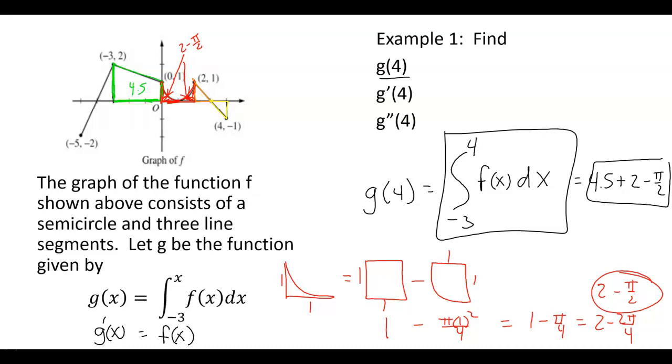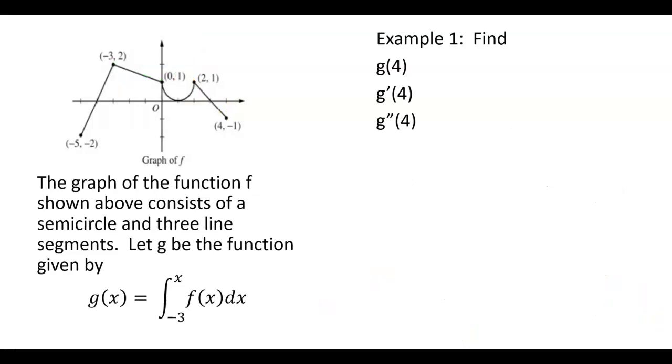All right, so that's how you find the value of the antiderivative. Now we want to talk about how do you find the next one, the g prime of 4. Well, as we mentioned before, g prime of x is just equal to f of x, right, by the second fundamental theorem of calculus. Therefore, g prime of 4 is equal to f of 4. In other words, what's the y value of the f function at x equals 4? Well, at x equals 4, the y value is -1. And we're all good there.